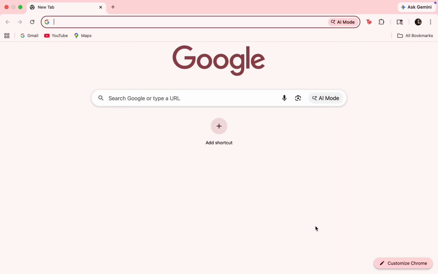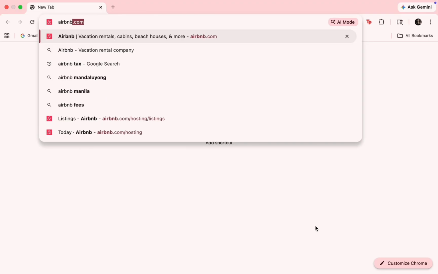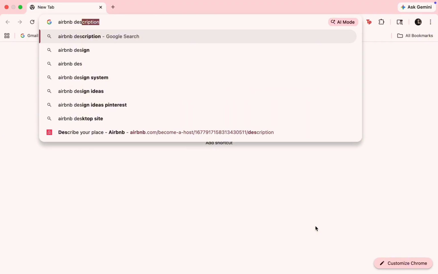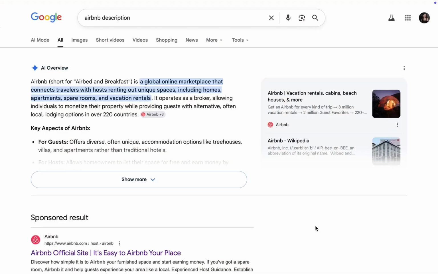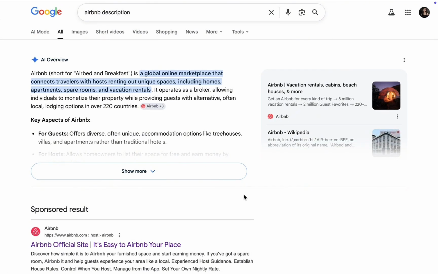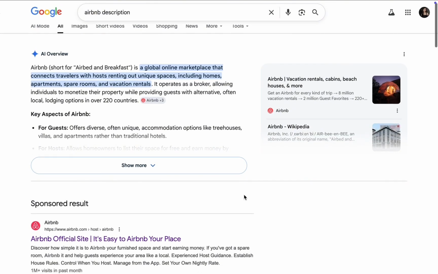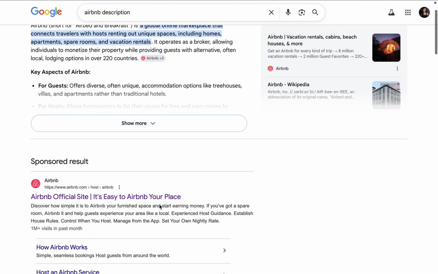Analyze an Airbnb investment property. Hey guys, in today's video, I'm going to show you how to analyze an Airbnb investment property step by step. First, open your Airbnb and search the location you're planning to invest in. Look at listings similar to your target property.